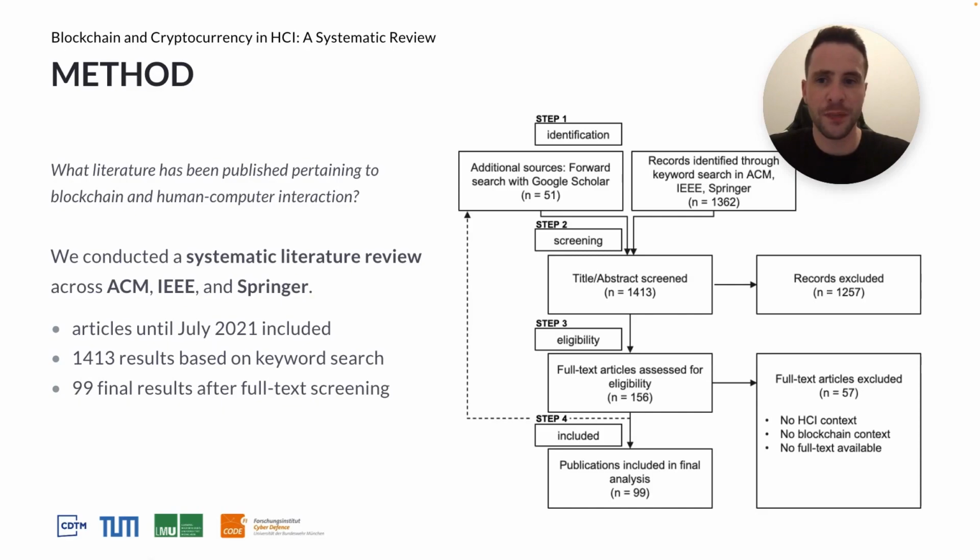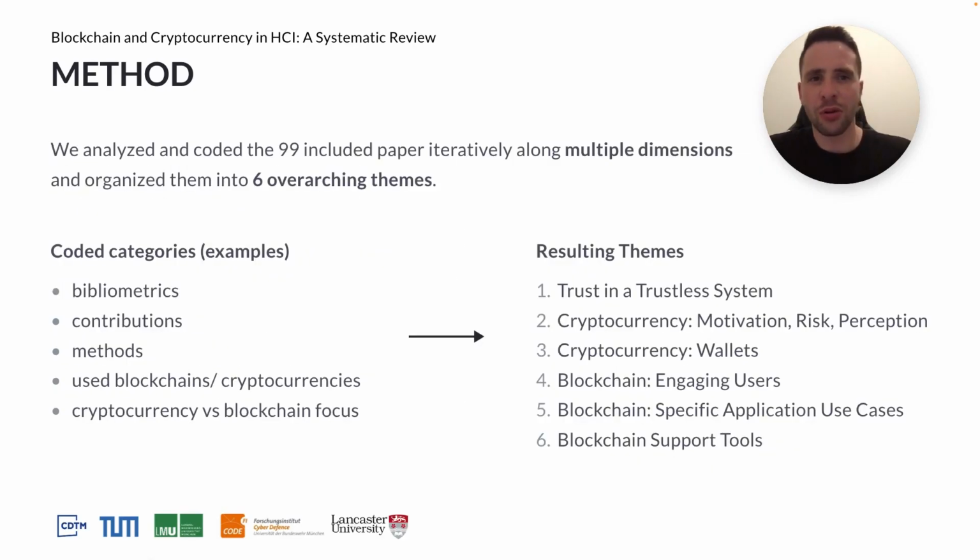We used the PRISMA framework and started out with a keyword search across ACM, IEEE, and Springer Link. We included all articles up to the point of our keyword search, which was July 2021. This resulted in around 1,400 articles, already including those added through forward search of the final results. Through stepwise screening, first title and abstract, and then going deeper into the full text, we ended up with 99 relevant articles.